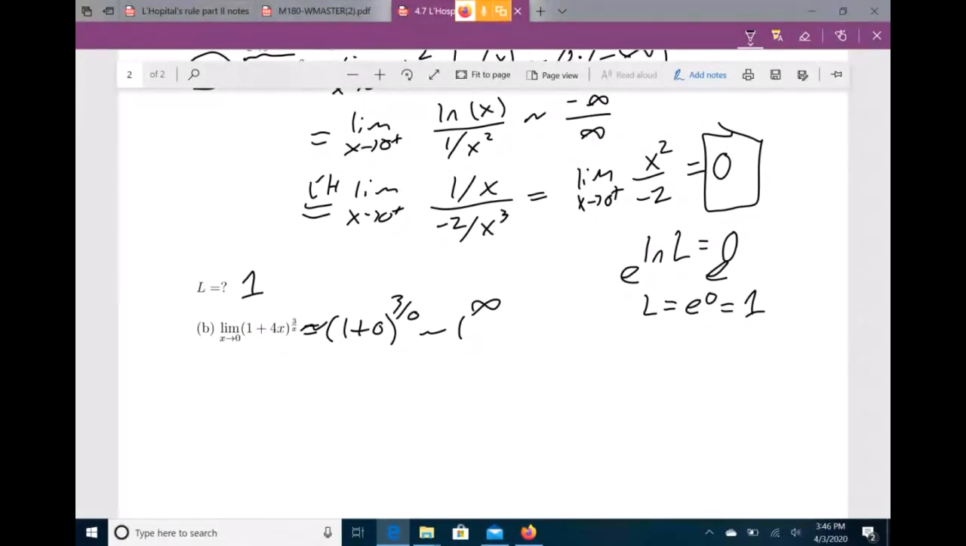Whenever you have one of these types, like 0 to infinity, 1 to infinity, infinity to the 0, you can deal with that by taking the natural log. Just for the sake of notation, it's helpful to call your limit something. So we'll say L equals this thing, and then I'll take the natural log of both sides.